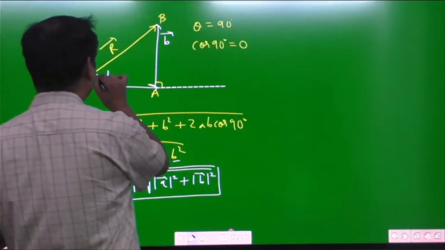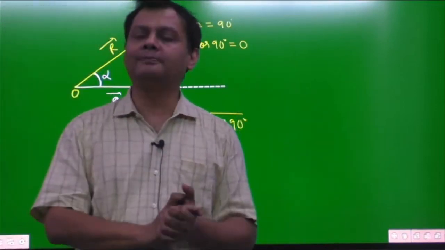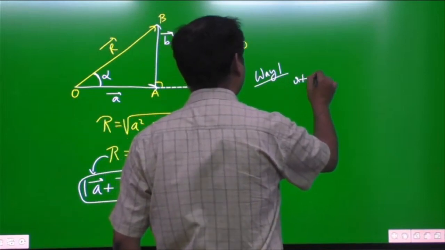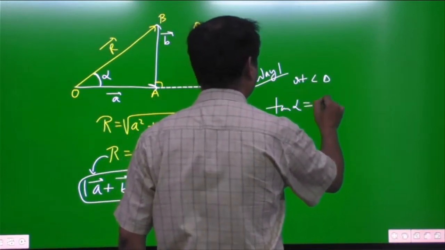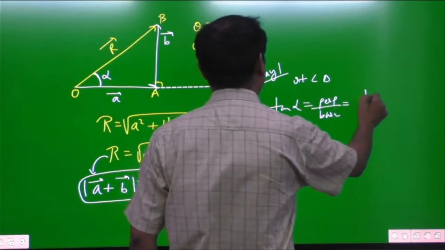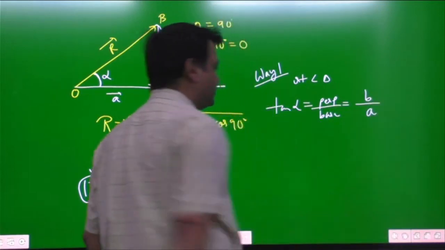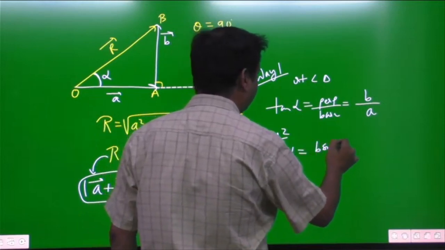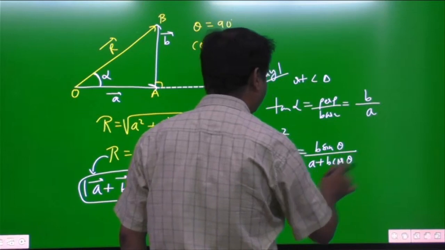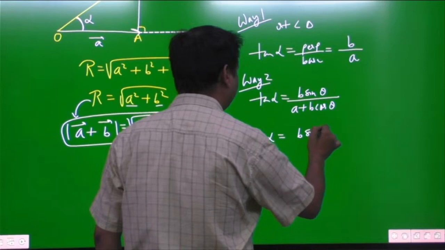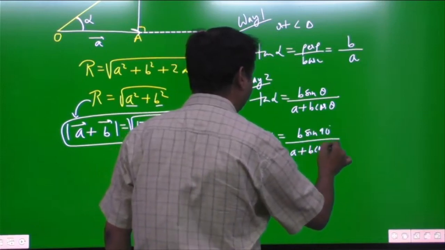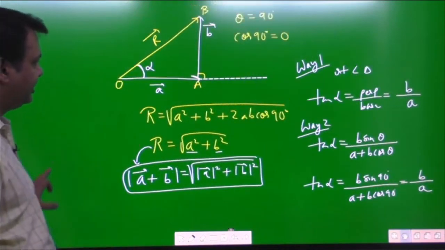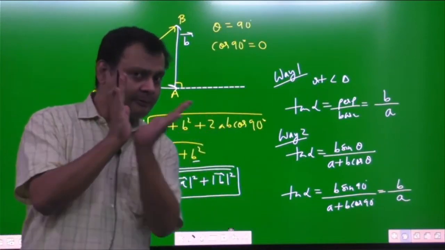Now suppose this angle is alpha. So see, for finding alpha, either you can apply the complete formula of triangle law, or since this is already a right angle triangle, there are two ways. Way one, since it is a right angle triangle, you can directly apply tan alpha is perpendicular by base. So what is perpendicular? B, magnitude of vector b, that is b, divided by a, magnitude of vector a. Or way two, apply the complete formula b sine theta by a plus b cos theta. Now in this case theta is 90, so it will be b sine 90 by a plus b cos 90. Now sine 90 is 1, cos 90 will be 0, so it will come to be b by a, same thing. So in either way you can find tan alpha. So this is the second special case, how we can find the resultant vector when both the vectors are perpendicular.